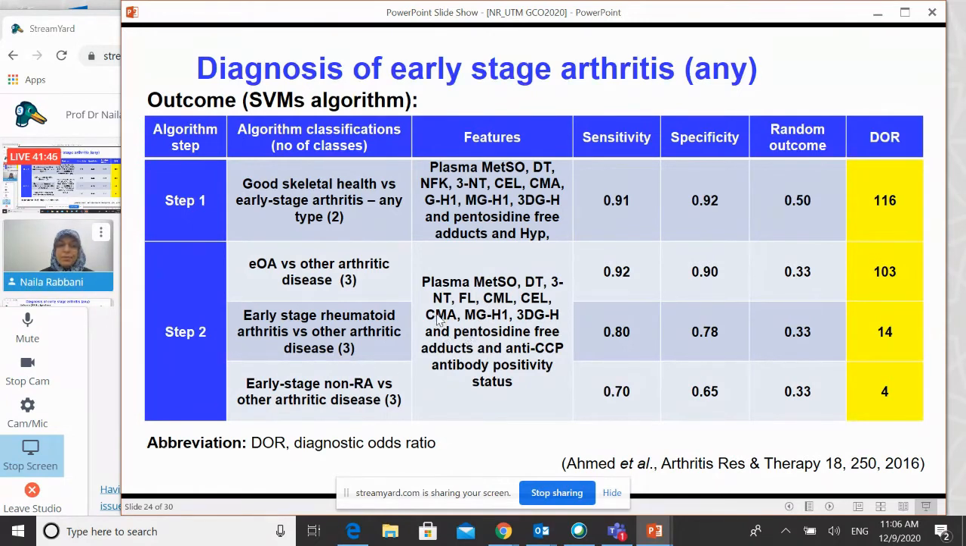So that was the feature set used in our diagnostic algorithm. For typing, we have almost similar features, but this time anti-CCP antibody positivity was also used to get the typing of these arthritis. And as you can see, DOR for early OA is 103, rheumatoid 14, and non-RA 4. So using this blood test or diagnostic algorithm, we can conclusively separate very early on the person with impaired skeletal health, and then type which kind of skeletal health impairment they are going to go on to suffer.